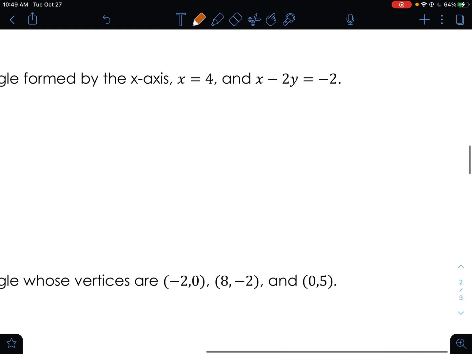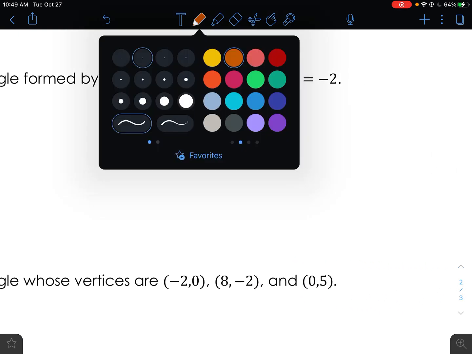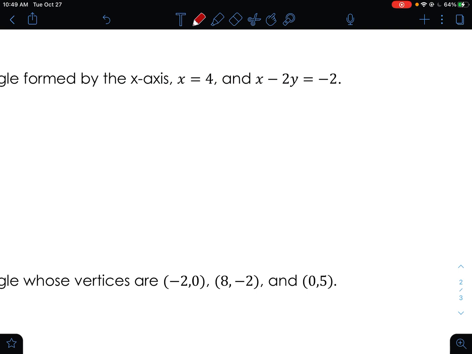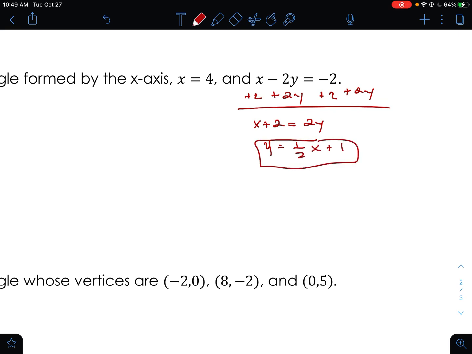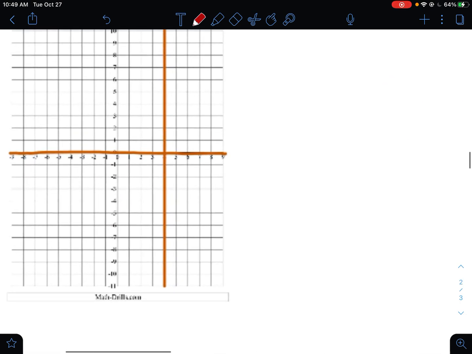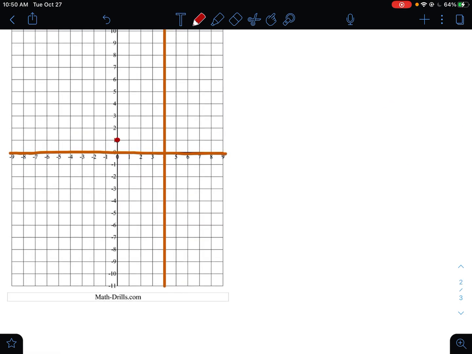And then we also have this other equation that says x minus 2y equals negative 2. Now we know how to graph these. We just need to get it into intercept form. So if we add 2y to both sides and add 2 to both sides, we have x plus 2 equals 2y. Then divide by 2, we get y equals 1/2 x plus 1. So let's graph that equation, 1/2 x plus 1. So if we graph that equation, we have our y-intercept of 1, and then up 1 over 2, up 1 over 2, down 1 over 2. We see that we have this equation that gives us a graph of a line that passes through there.